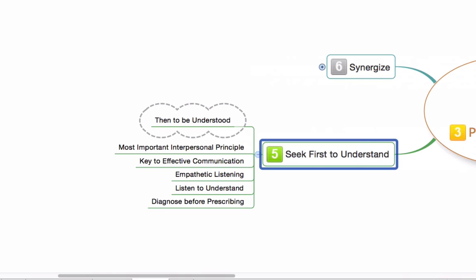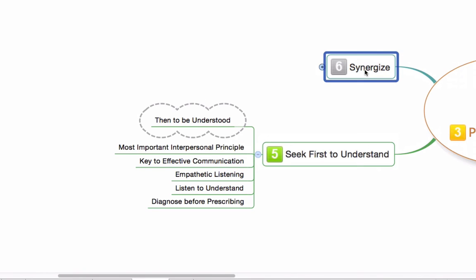You must diagnose before you prescribe. It does not mean that you must not get your voice heard, but you must. But once the other person feels that you understand him or her, the easier it will be for them to actually listen to you. So this is the key to effective communication, and you need empathetic listening, where you can put yourself in the other person's shoes, and you must listen to actually understand what they're trying to say. That is the fifth habit.